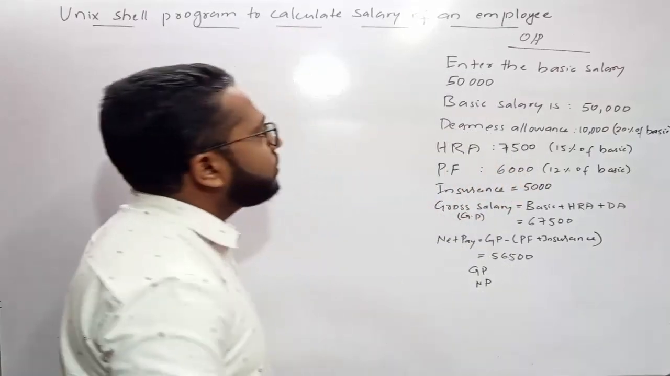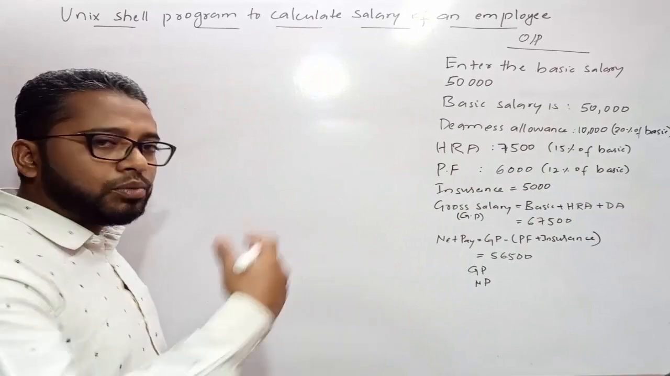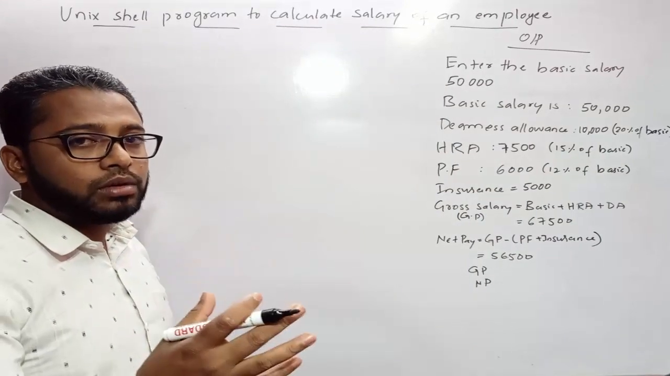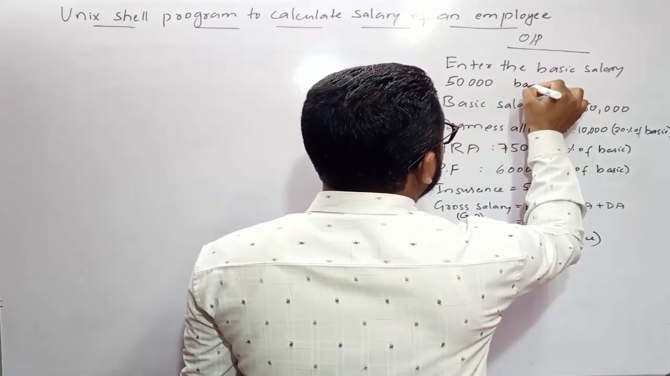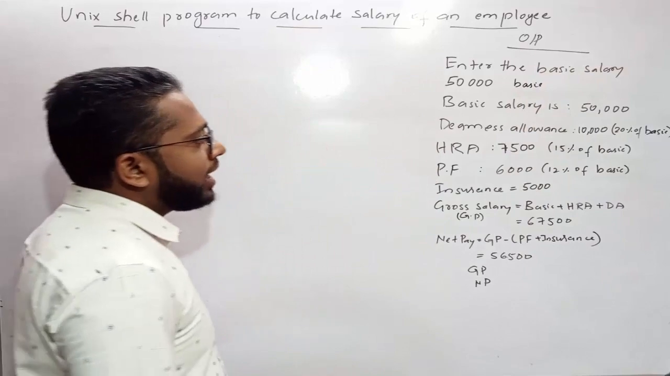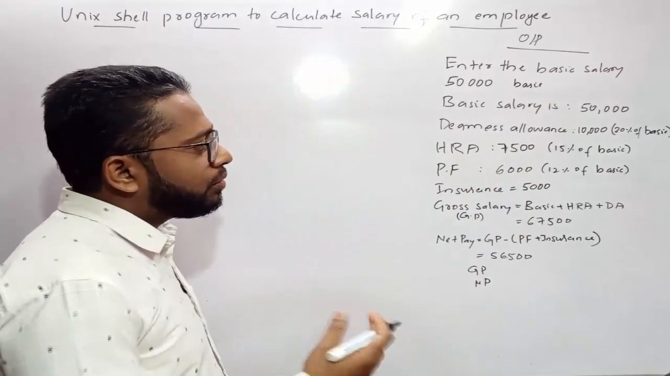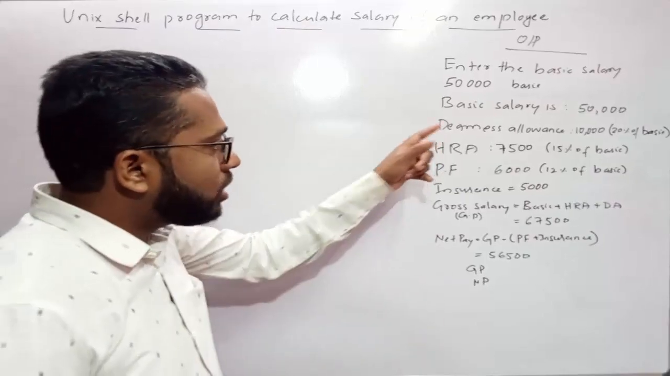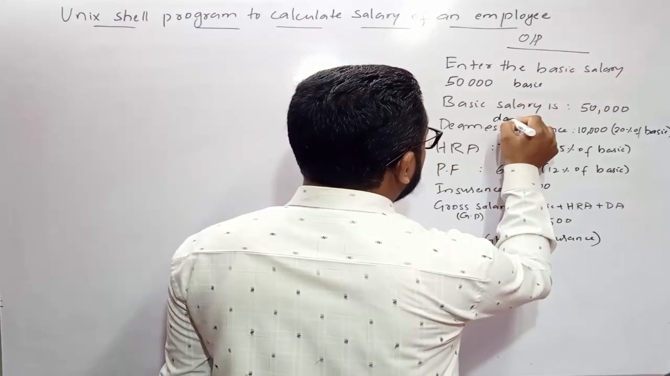As we are asking the user to enter the basic salary, in our program there has to be one variable which will hold this value of basic. So we will create a variable with the name basic. We are also calculating DA, dearness allowance, so in our program we need to store that value of DA also. So we will create one more variable with the name DA.